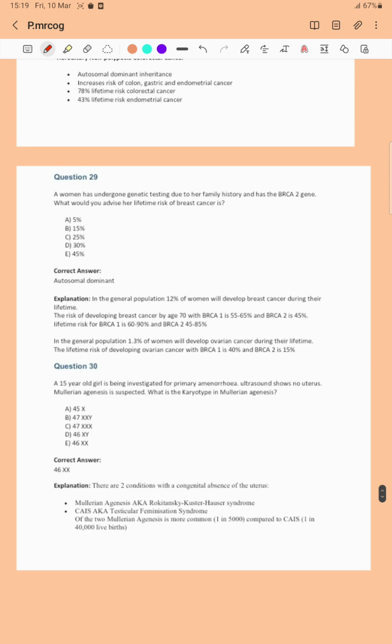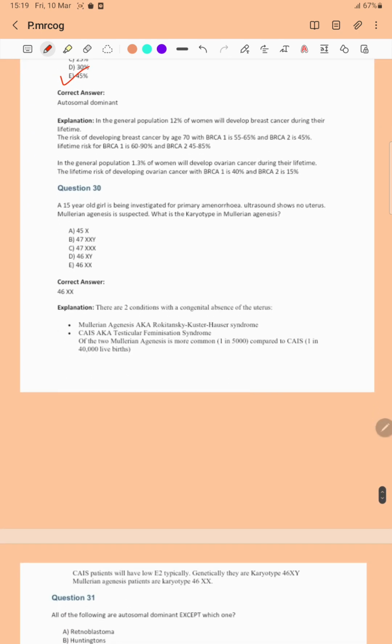Next question, a woman has undergone genetic testing due to her family history and has a BRCA2 gene. What will she be advised about the lifetime risk of breast cancer? For the BRCA2 gene, as we have discussed, she has a lifetime risk of developing breast cancer of about 45%.